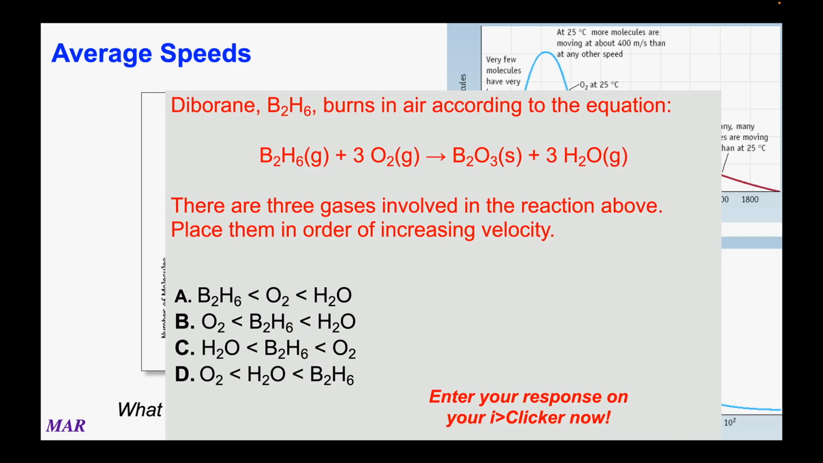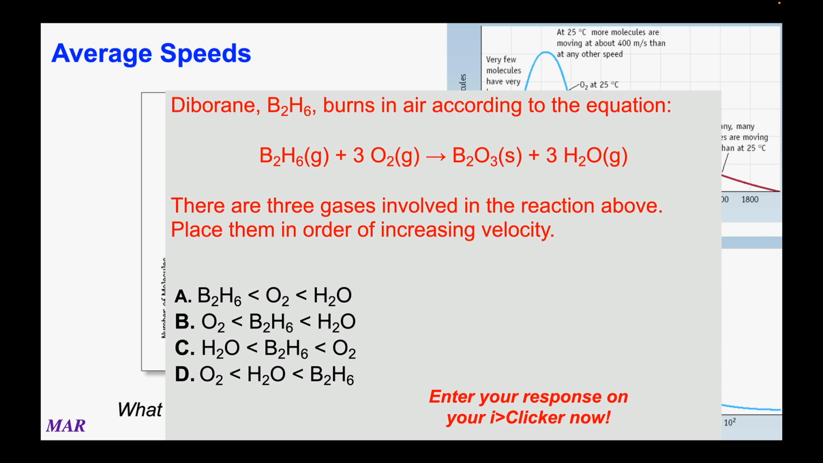This is the kind of question you might see. This is our diborane example again. Diborane is burning in oxygen. It makes boric acid, a solid, and water. And there are three gases in this reaction. Let's put them in order of increasing velocity. So speeds increase as molar mass decreases. So what that means here, the slowest gas will have the biggest molar mass, and the fastest gas will have the smallest molar mass. So in this problem, what we want to do is figure out the molar masses of our three gases, B2H6, B2O3, and H2O.